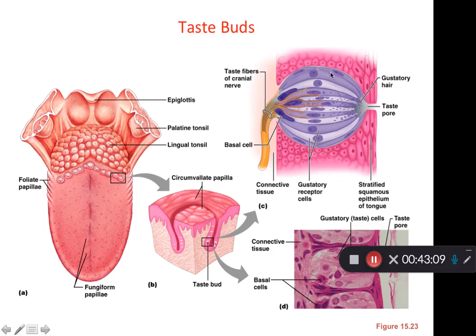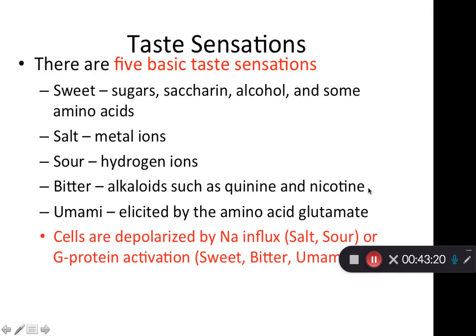So this is the taste bud. This is the tongue. This is the stratified squamous epithelium. So we have different tastes, right? Actually we have 5 basic taste sensations.